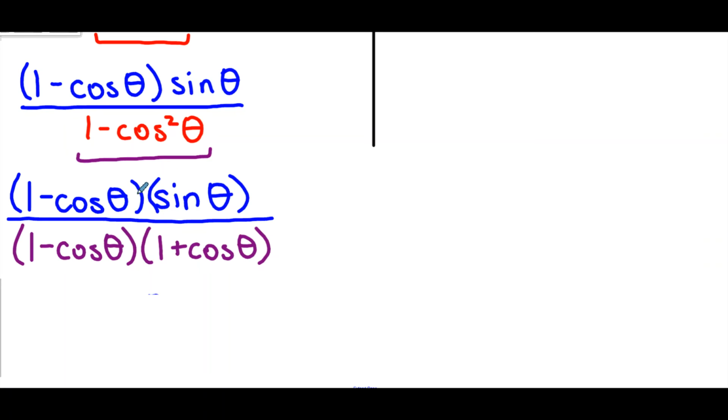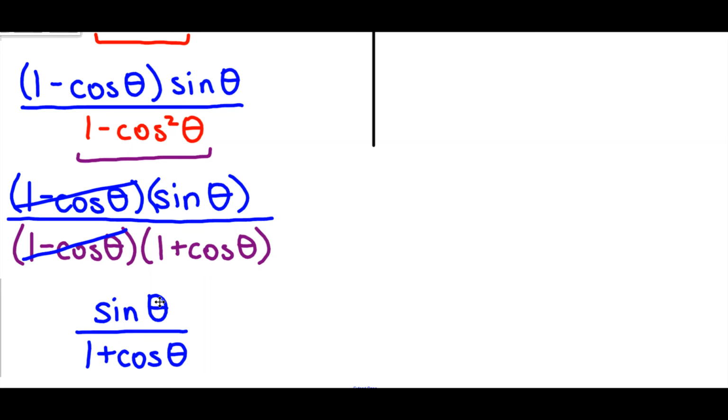So 1 minus cosine theta on the top, 1 minus cosine theta on the bottom. This is awesome. I can get rid of it. My numerator is now exactly the way I need it, and I'm only left with 1 plus cosine theta on the bottom, which is precisely what I need my denominator to look like. So by multiplying by a silly form of 1, doing some factoring and some canceling, I have QED, proven that this is an identity.